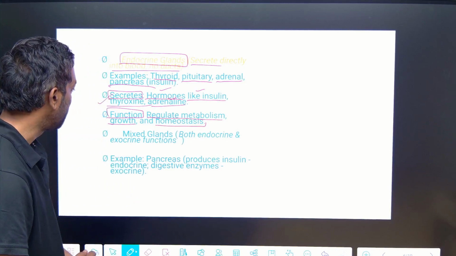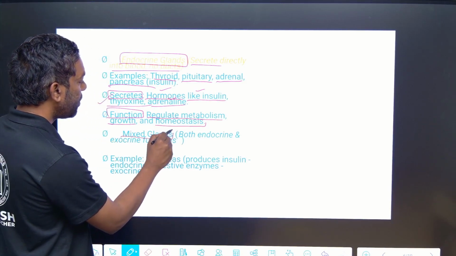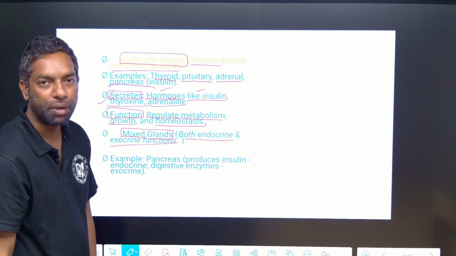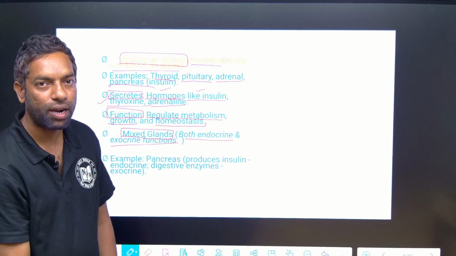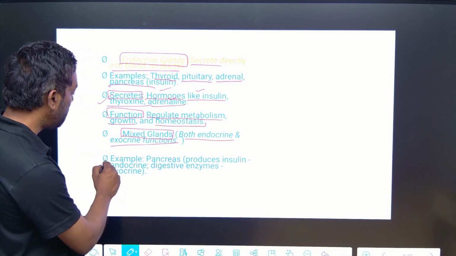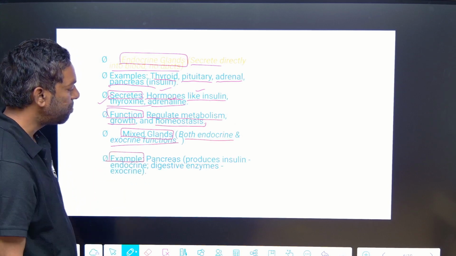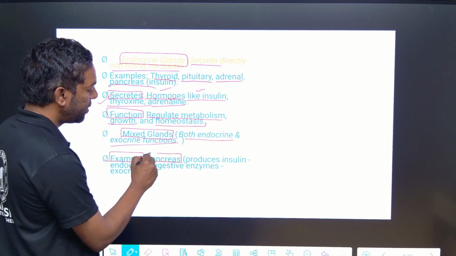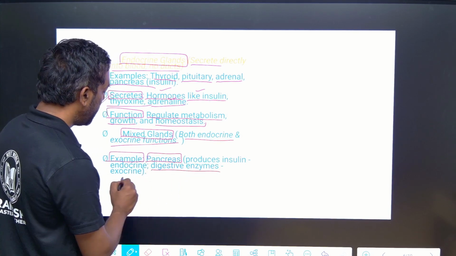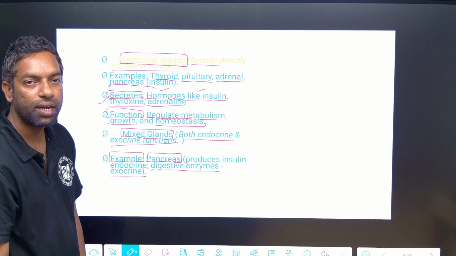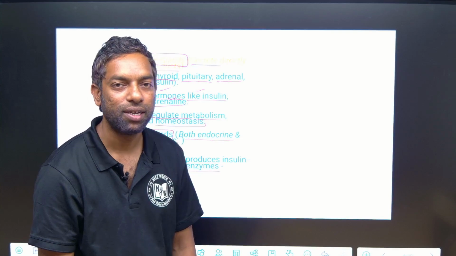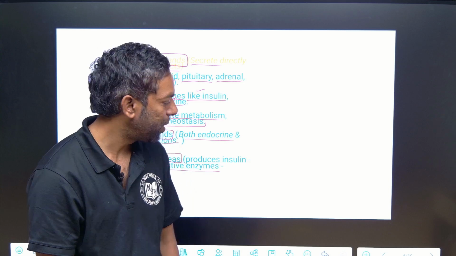Mixed gland. Both endocrine and exocrine we can call a mixed gland. Example, the pancreas, which releases digestive enzymes and hormones. That is a mixed gland.